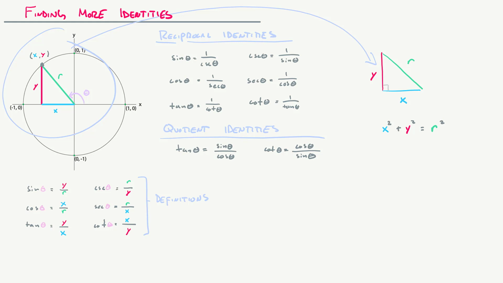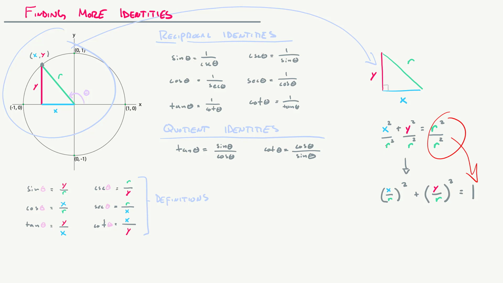It's a right triangle, which is why we're allowed to do this. And for no reason other than for fun, I'm going to go ahead and divide everything by the square of the radius, just because I can, okay? On the right-hand side, r squared divided by r squared is 1. That just reduces to 1.